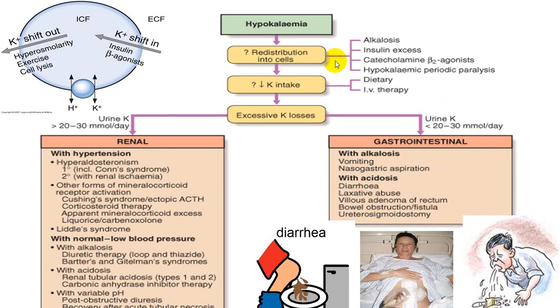So in potassium losses, person can have hypertension or hypotension, and person can present with alkalosis or acidosis, maybe renal or maybe GI tract losses, and that helps to pinpoint whether it is a GI tract disorder or renal disorder and which type of disorder. It will be very helpful.